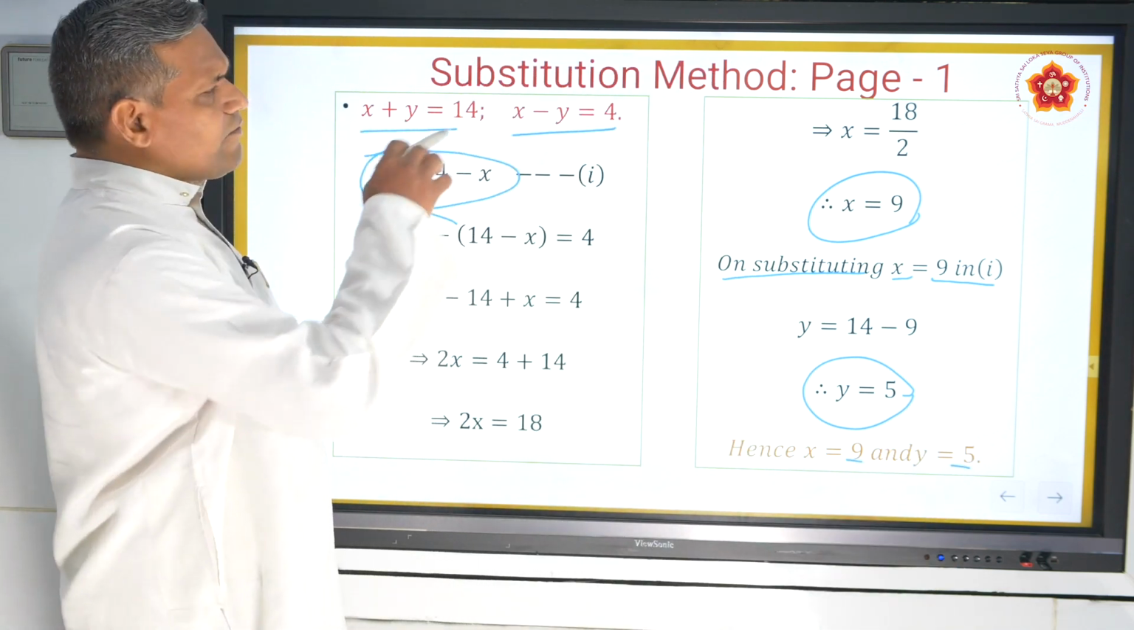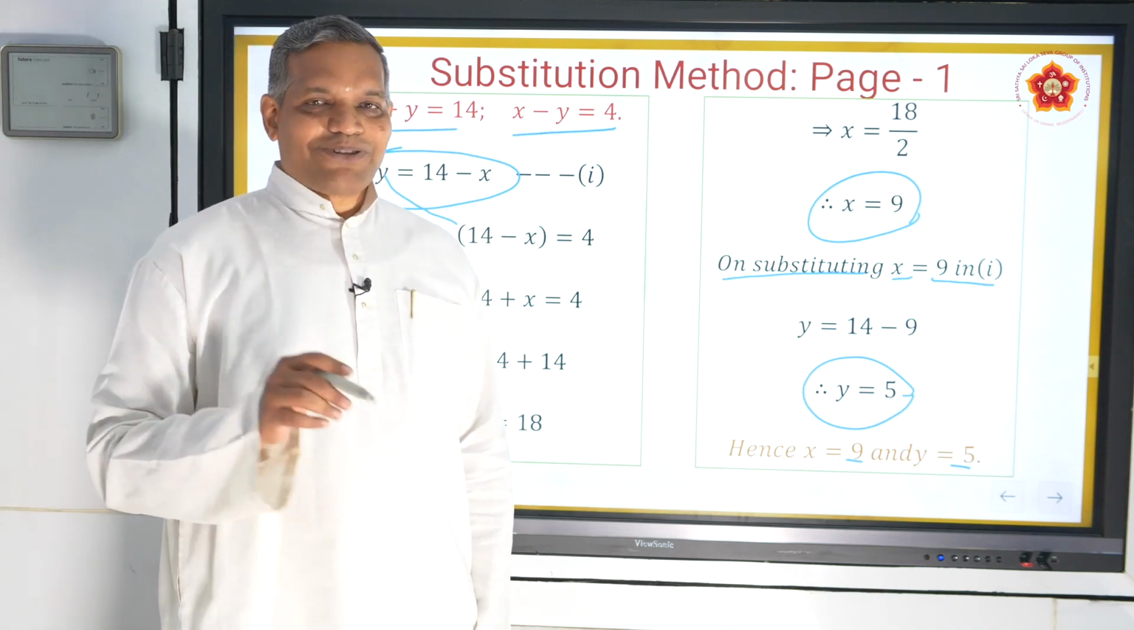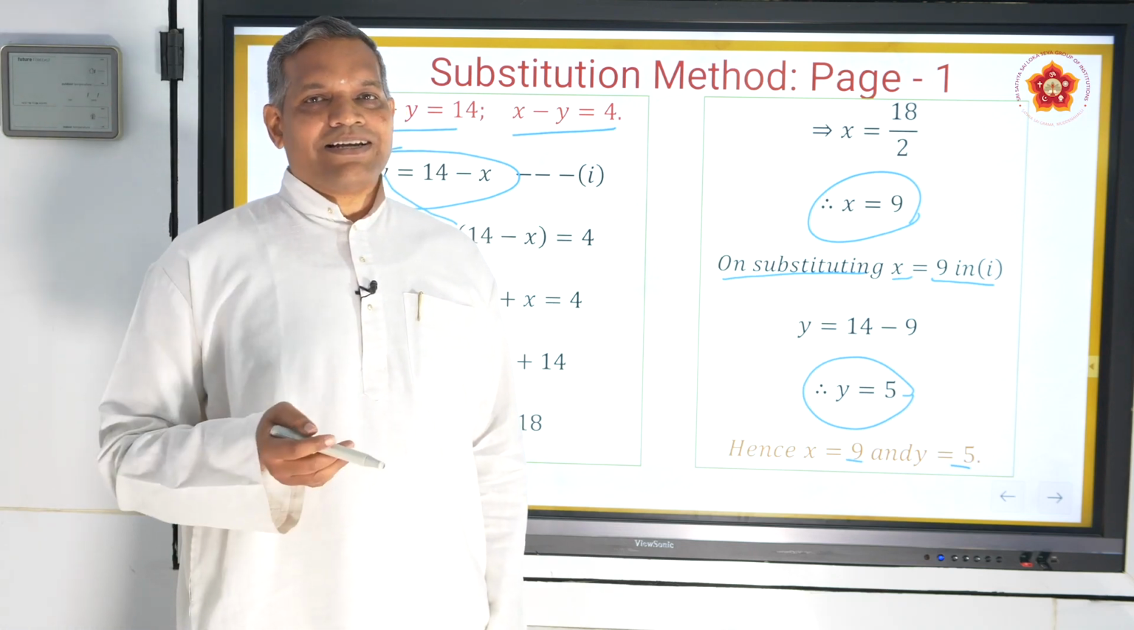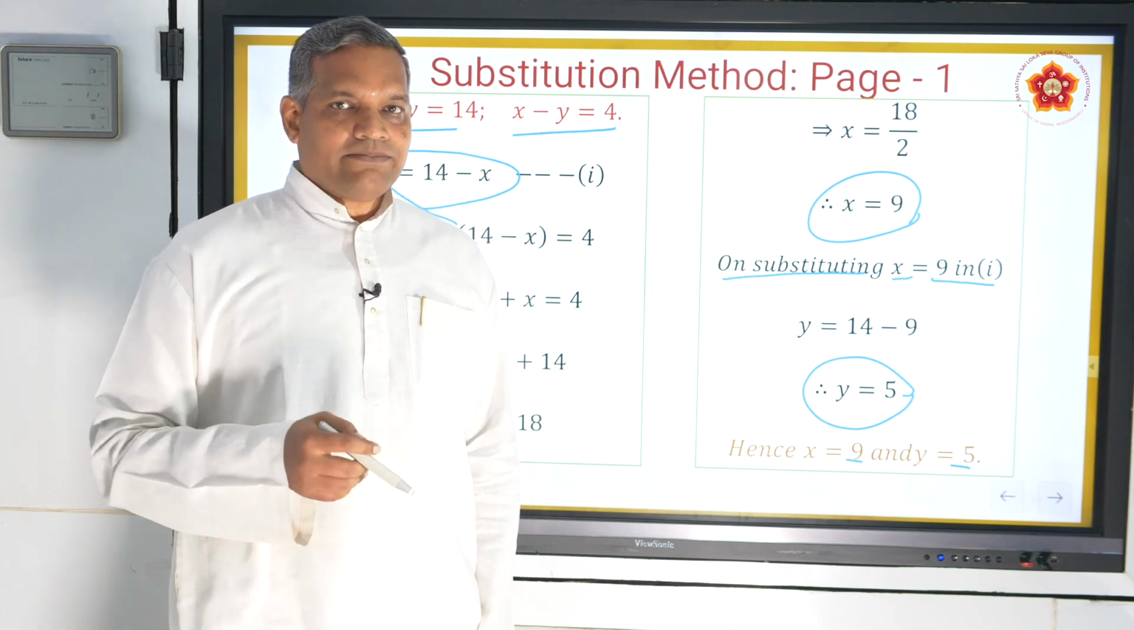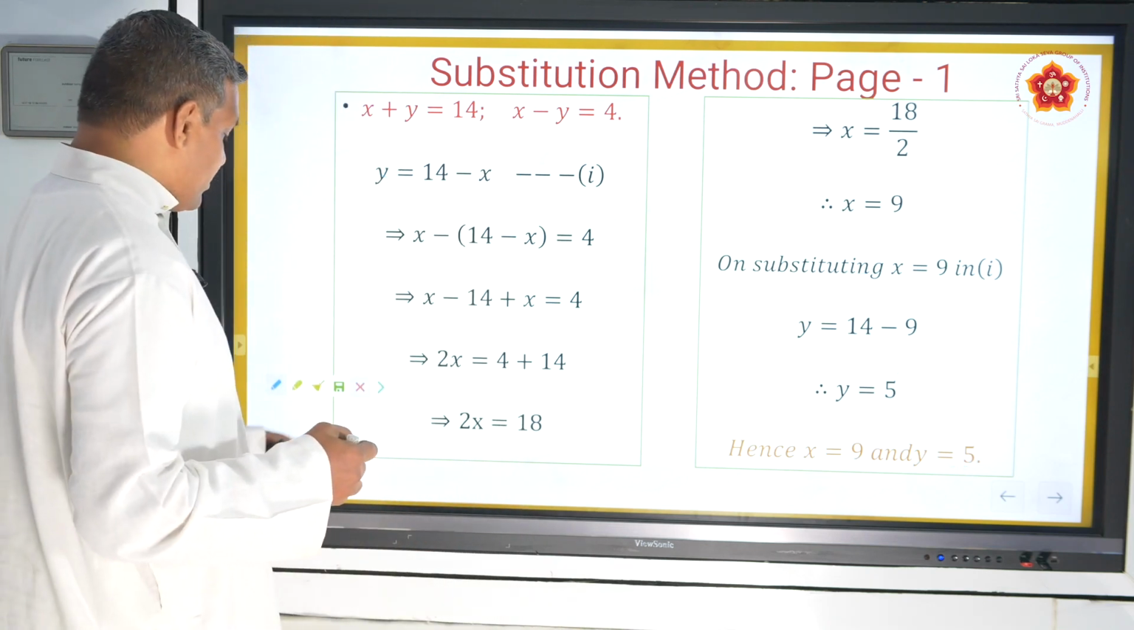This is one of the simplest sums. But don't think that every day is Sunday. You're going to get slightly difficult problems and then you have to handle them. So let's see what comes in the next slide.